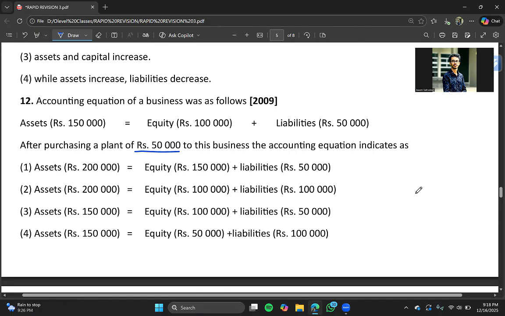Assets: cash decreases by 50,000 and plant increases by 50,000. So there is no net impact, right? The net impact is zero. Thereby, the accounting equation will not change. Assets will be 150, equity will be 100, and liabilities will be 50 as it is. Okay.